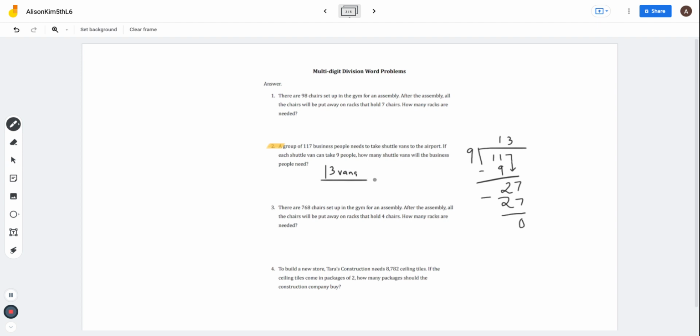You don't need to put shuttle vans. I feel like vans is just fine. Just make sure that you're always labeling, because when you're doing word problems, labeling or units is important.